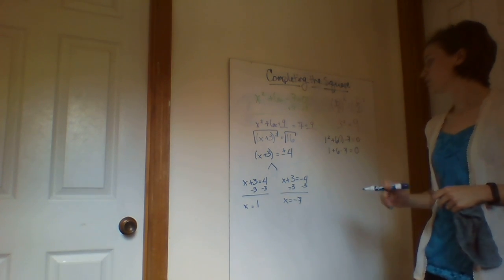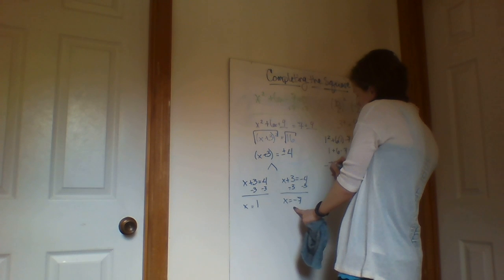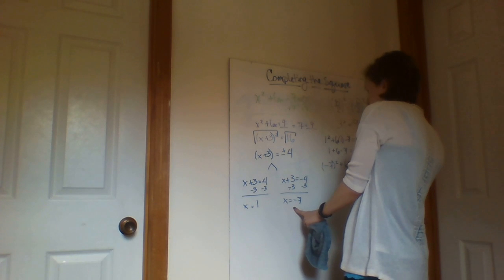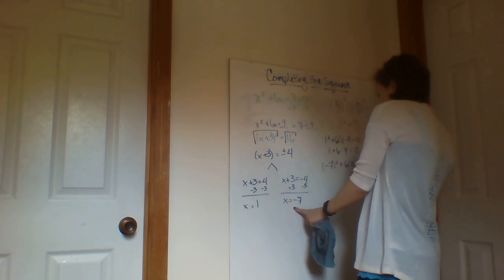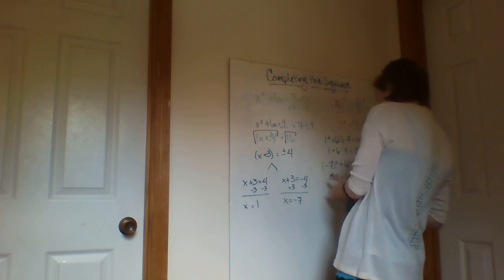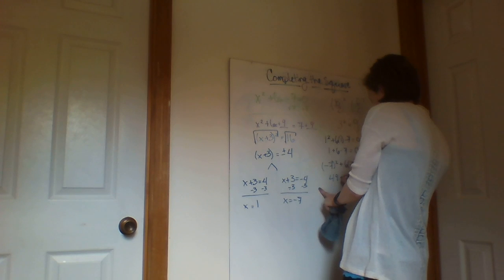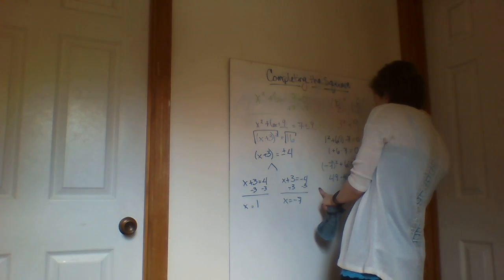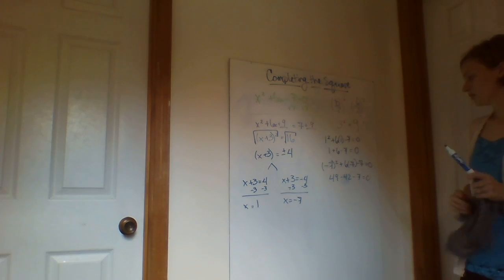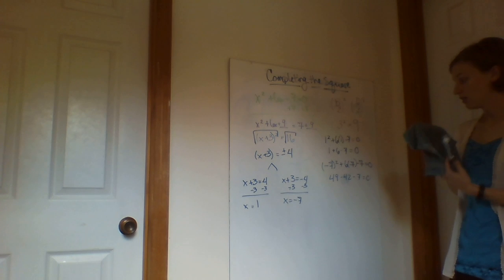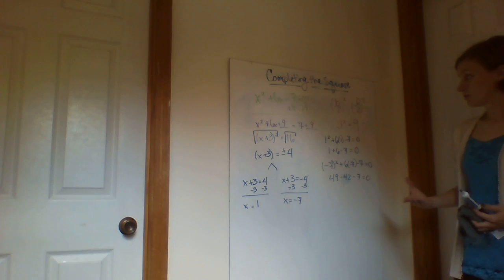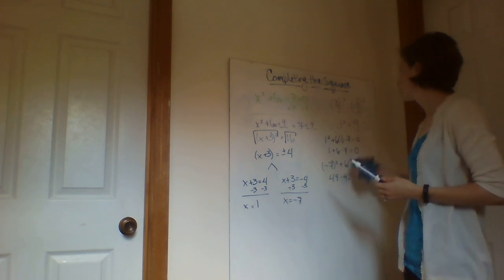And now we have x equals negative 7. We bring that up. Negative 7 squared plus 6 times negative 7 minus 7 equals 0. This is 49 minus 42 minus 7 equals 0, which is what we were looking for. So good job, guys. We ended up finding the correct values for x. So that's a normal case of completing the square.